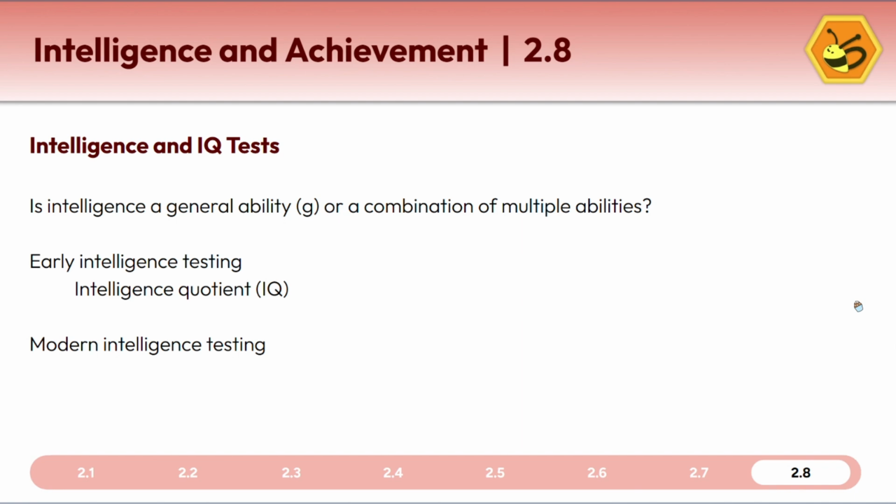In early intelligence testing, we would have an intelligence quotient, or your IQ. Your IQ was mathematically your mental age divided by your chronological age, then multiplied by 100. Today, we use IQ to help us determine children with possible learning disabilities.